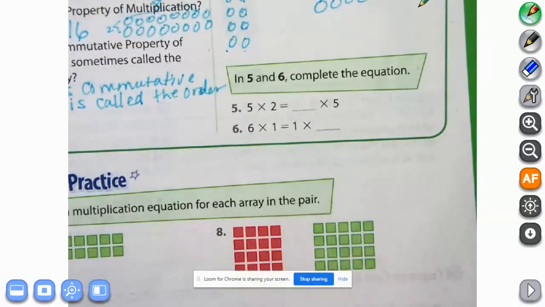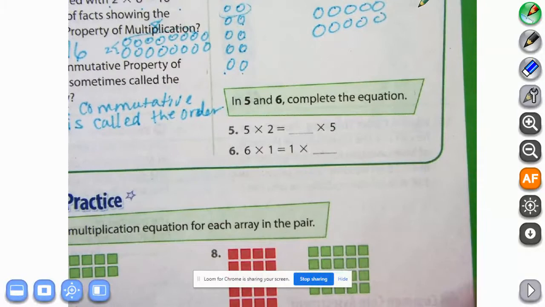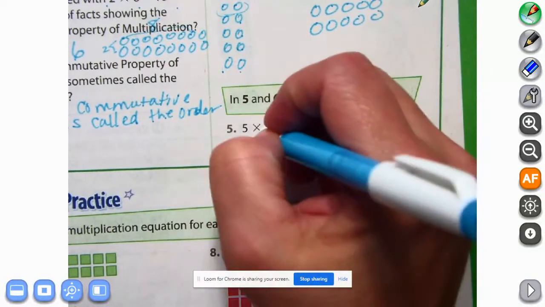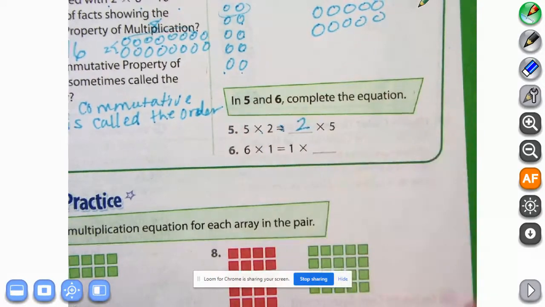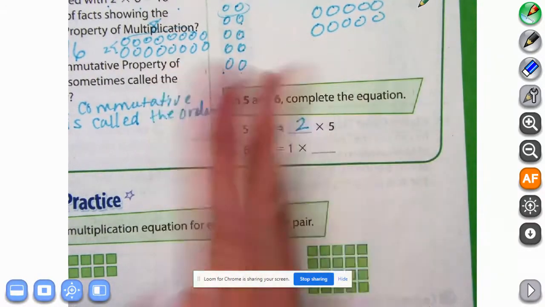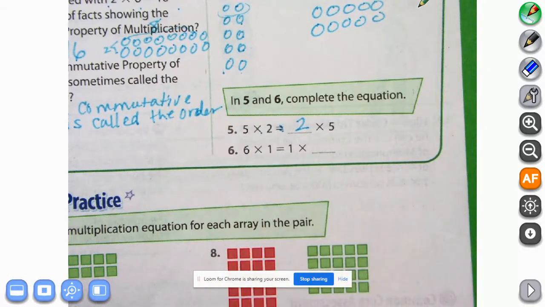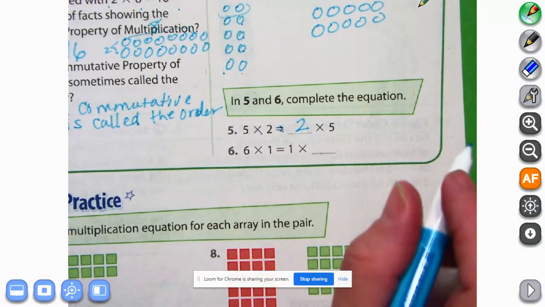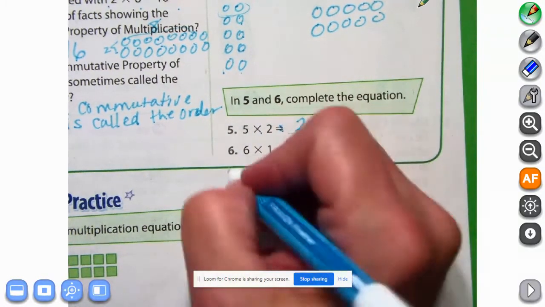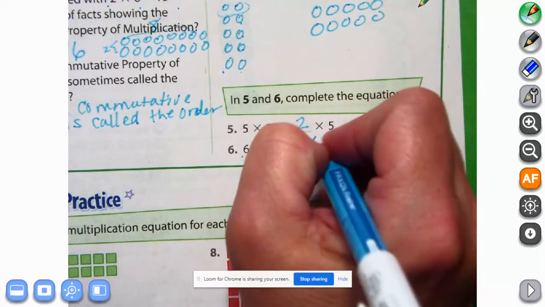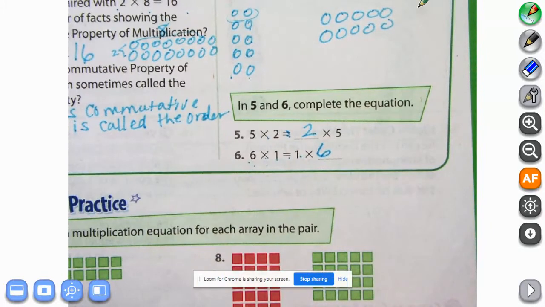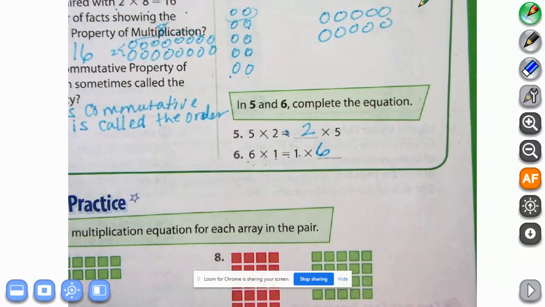Okay, number 5 and 6, we have 5 groups of 2 is the same as or equal to 2 groups of 5. It doesn't matter which order, we can flip it around and it will both equal 10. 6 groups of 1 is equal to 1 group of 6. You can just flop those factors to either side and they will still have the same answer if you keep the same factors.